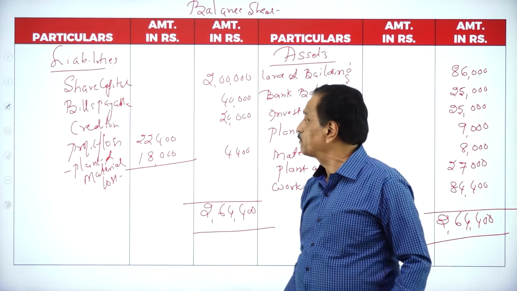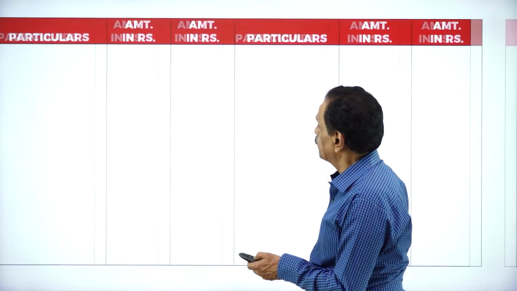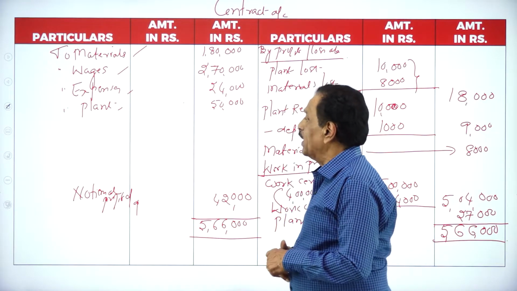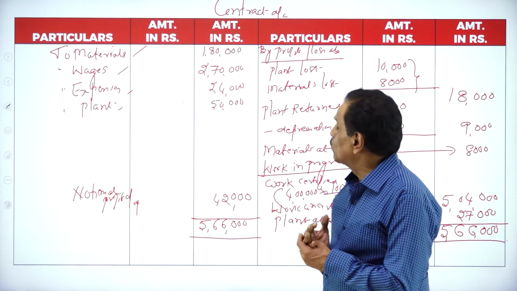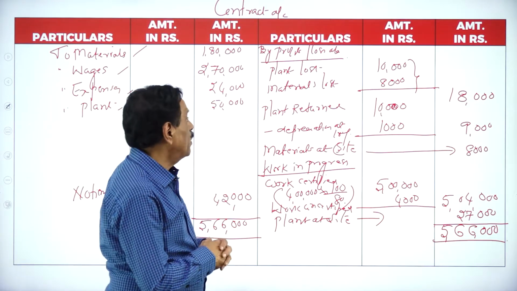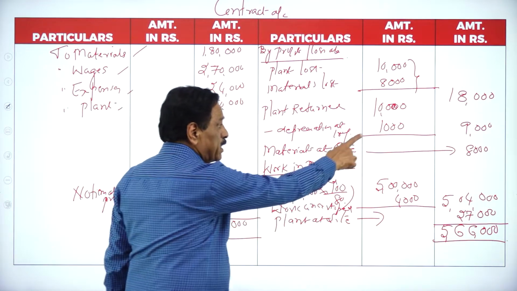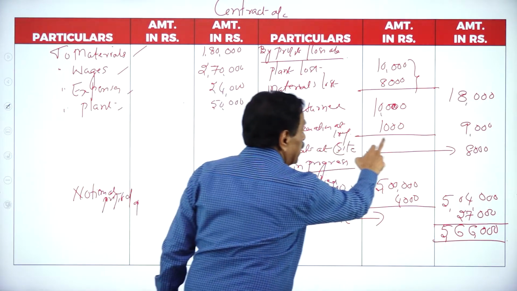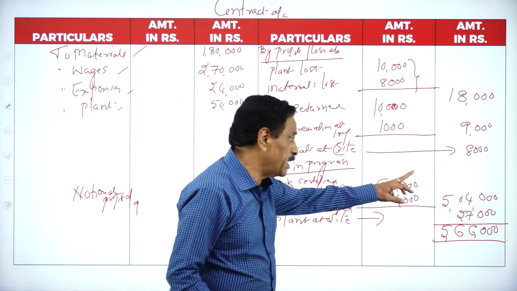How do we work it out? First, you go to the contract account. To material 1 lakh 80,000, to wages 2 lakh 70,000, to expenses 24,000, to plant 50,000 introduced. By profit and loss account, plant loss 10,000, material loss 8,000, it becomes 18,000. Plant returned to stores 10,000, less depreciation 1,000, becomes 9,000. Material outside, as per the problem, is given as 8,000.